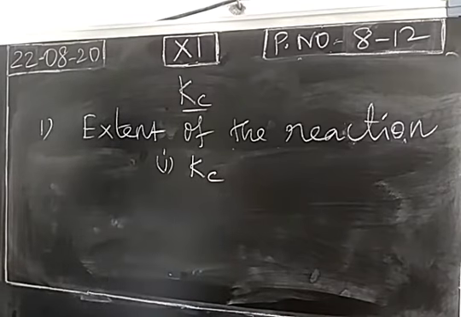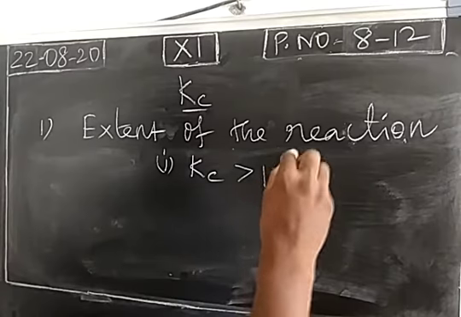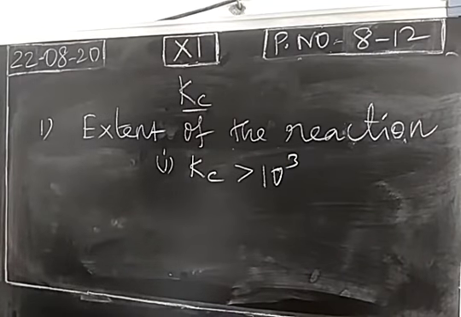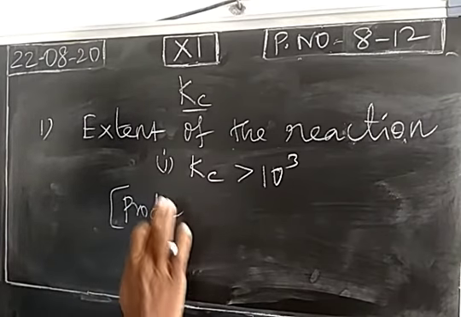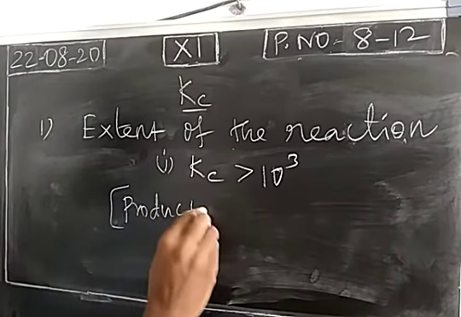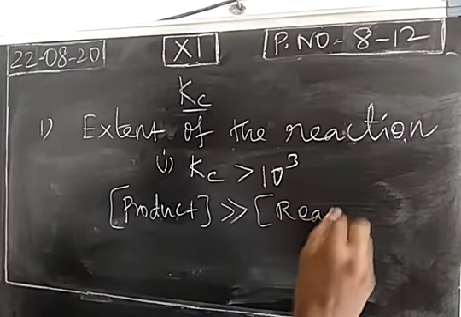First, if the equilibrium constant value is greater than 10 power 3, then in the reaction, the concentration of product will be more than the concentration of reactant.